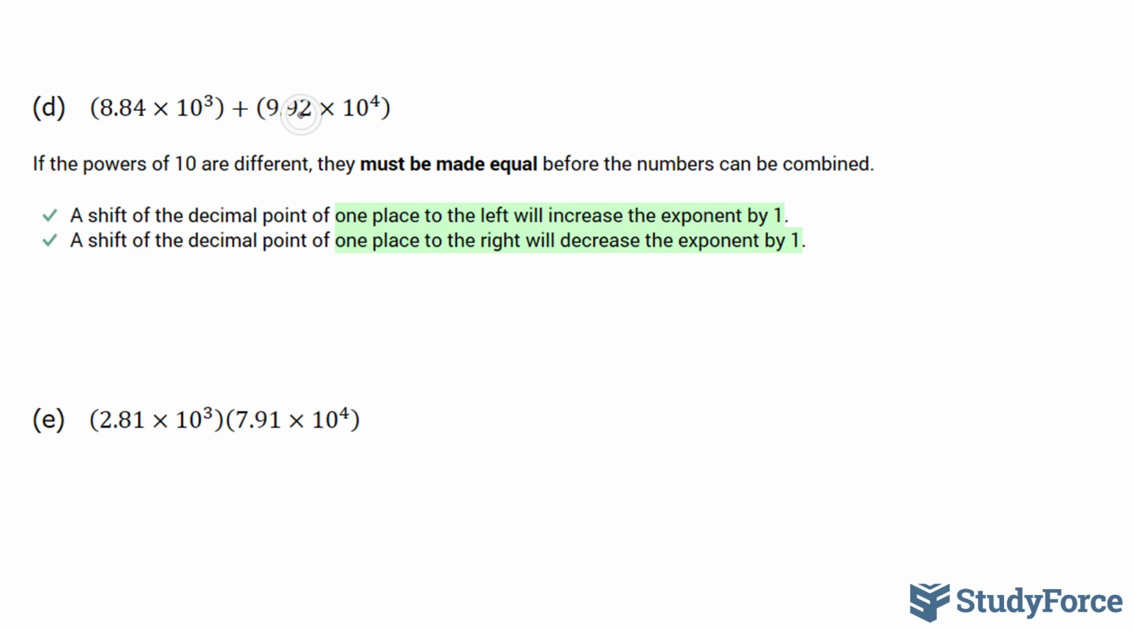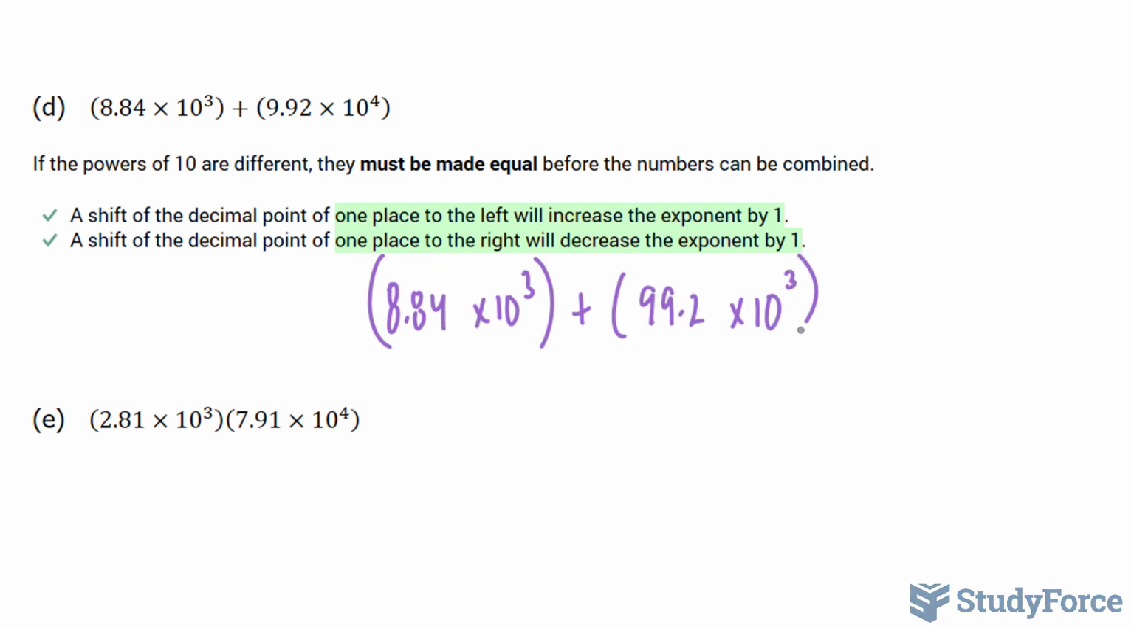So if I shift this to the right, this will go down by 1. So we end up with 8.84 times 10 to the power of 3. This one has remained the same. This is the one that I chose to remain the same. I could have just as well brought this up 1 plus 9.2, a shift of the decimal place 1 place to the right. Notice how it went this way, times 10 to the power of 3.